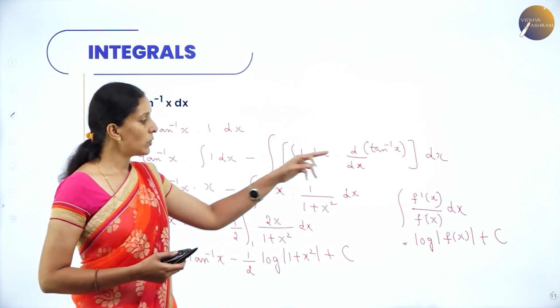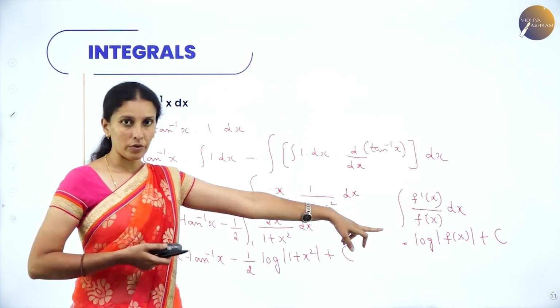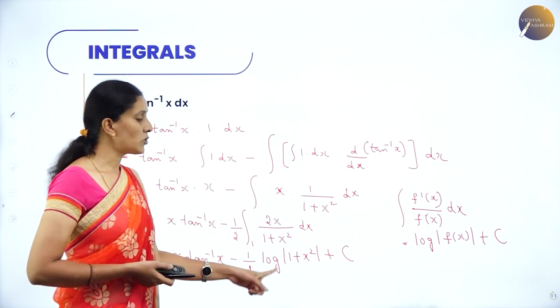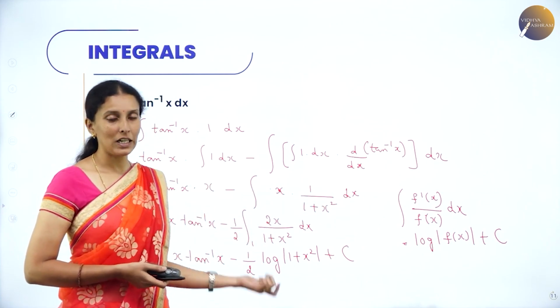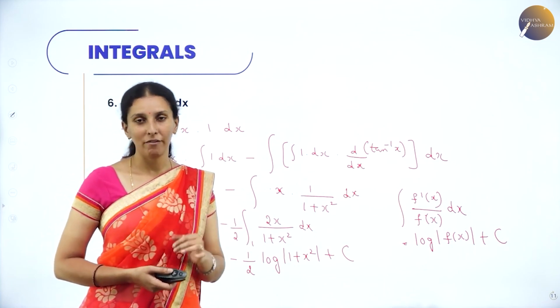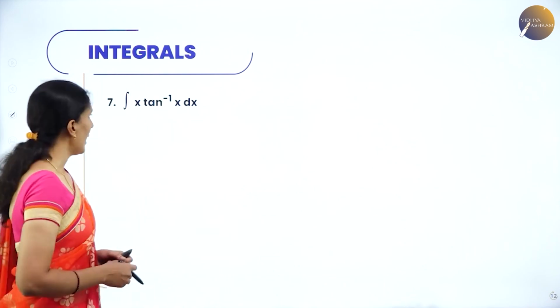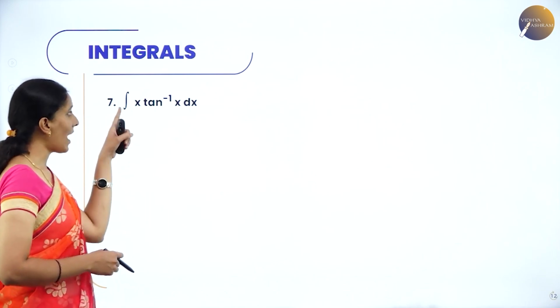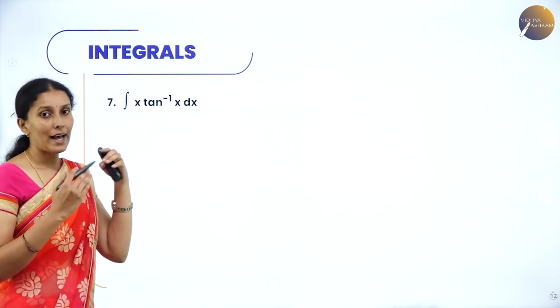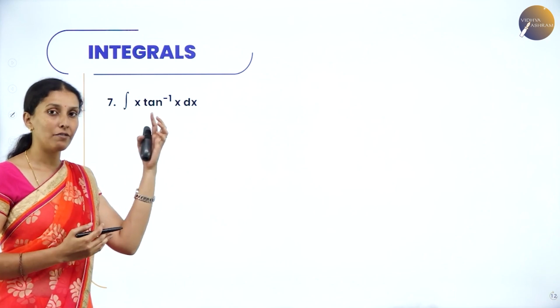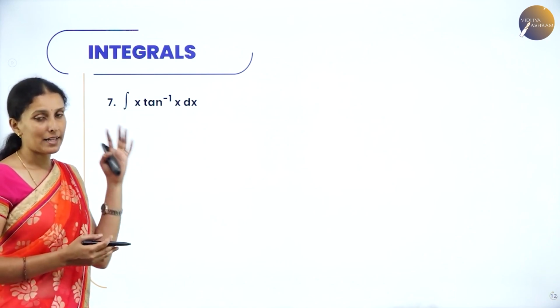So either you can use the standard form if you remember, or you can use the substitution method and find the integral, which will result with the same value. Next we have x into tan inverse x. We have algebraic and inverse. So what has to come first? First we have to take inverse and then algebraic.